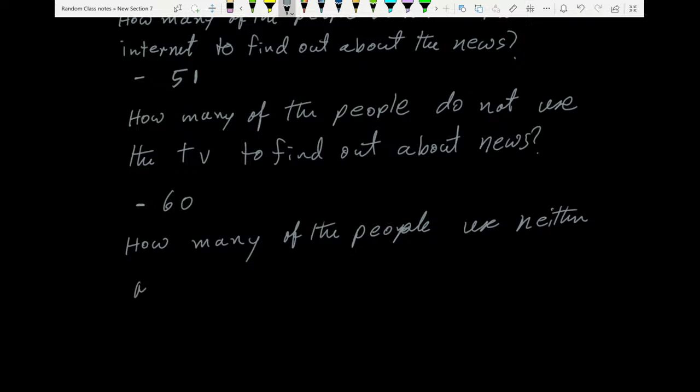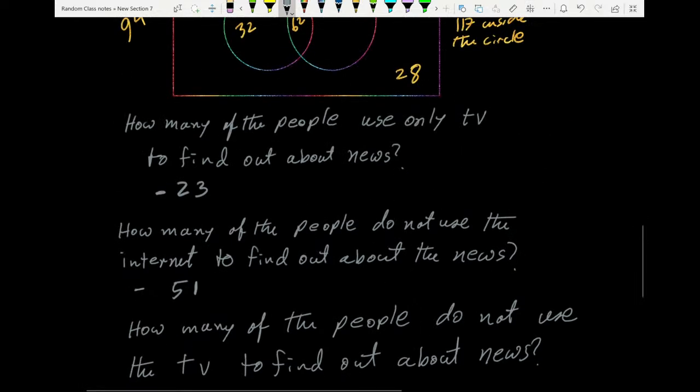Use neither of the mediums to get news. And this one is super easy. It's 28.